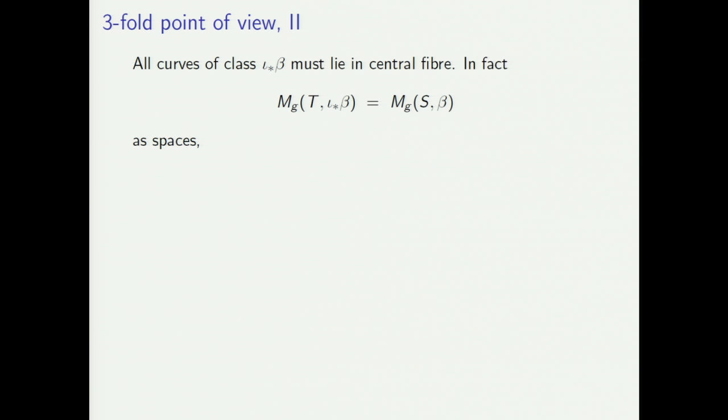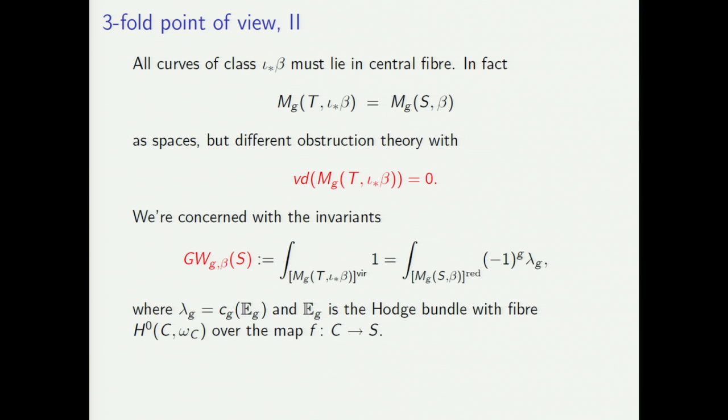So as I said, T is for twistor. The moduli space of curves in the twistor space, they all lie in the central fiber. And so you find that this moduli space of stable maps, they're the same, but their obstruction theory is very different, as you would expect, because in particular, I had virtual dimension g minus 1 over here, but 0 here, because this is locally a Calabi-Yau threefold. So they have very different obstruction theories.